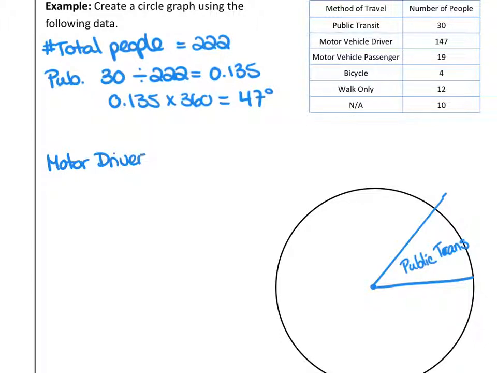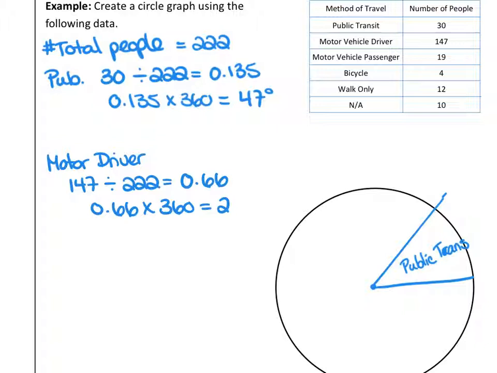So this one's drivers, and it's 147. Again, the same thing. Divide by 222. So in this case, it's about 66%. We'll take that number and again times it by 360, which is 238 degrees. So this one's a pretty big slice.